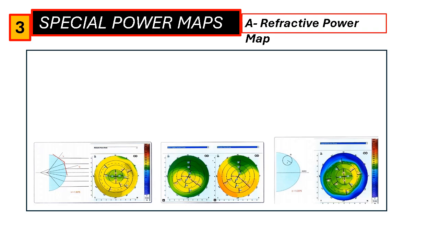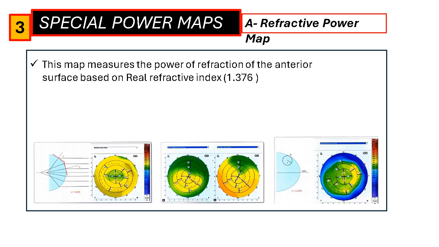There are other special maps that are not as famous as the axial and the sagittal map, and they have certain uses in certain situations in which they need to measure the real power of the anterior surface of the cornea, or for after surgical interventions. One of them is the refractive power map, which gives the real power of the anterior surface of the cornea based on the real refractive index of the cornea.